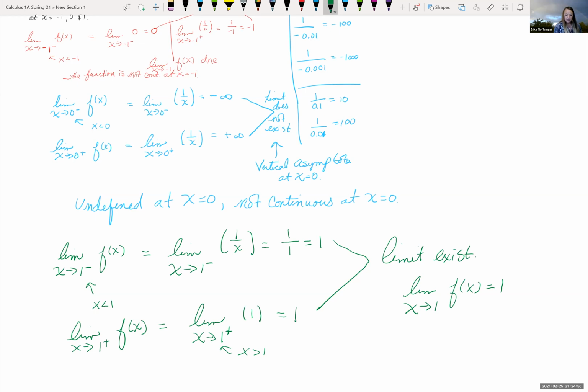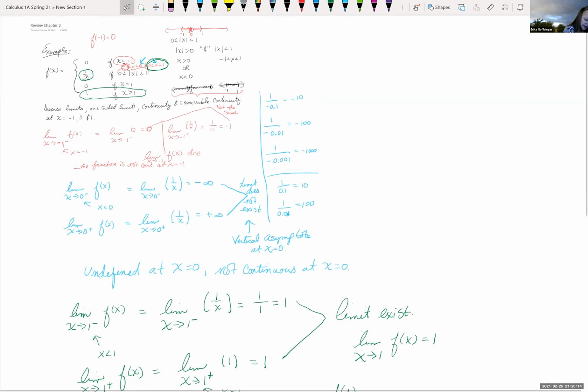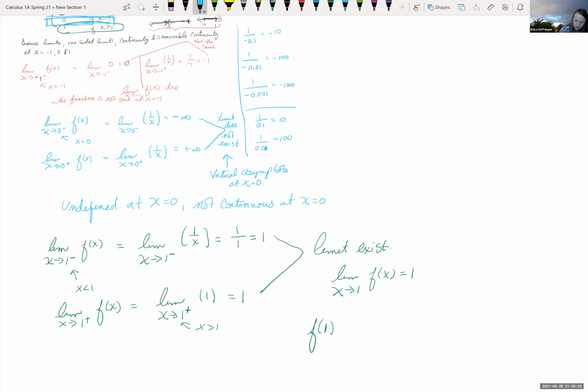Okay, my limit exists. In order for it to be continuous, though, f of 1 has to be defined. So if I find f of 1, I need to go back up here again and look at which equation is defined for x equals 1. Well, if x equals 1, it tells me my graph is 0, or my y value is 0. So this is equal to 0. Notice, again, for a function to be continuous, the limit as x approaches that number has to equal f of that number. And this does not equal f of 1. So this is not continuous at x equals 1.